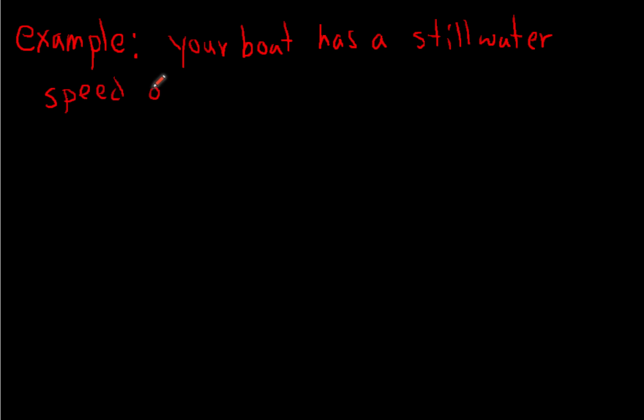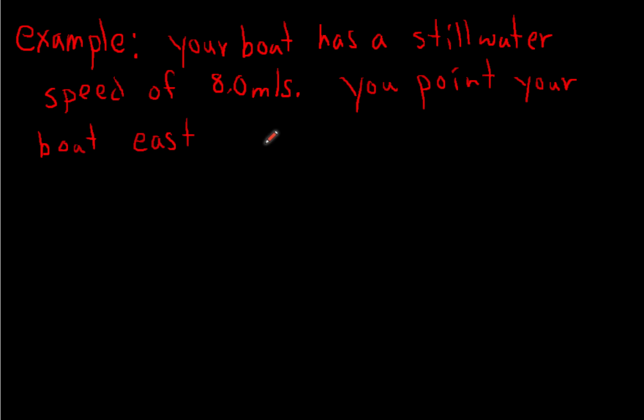Our first example will be a boat problem. Your boat has a still water speed of 8 meters per second. Now, in these boat problems, we're going to assume that the boat only has two options, on and off. And when it's on, it can only travel at 8 meters per second. It's a really weird boat. You point your boat directly east across a river and try to apply that 8 meters per second in that eastward direction. The river is flowing at 5 meters per second to the south.